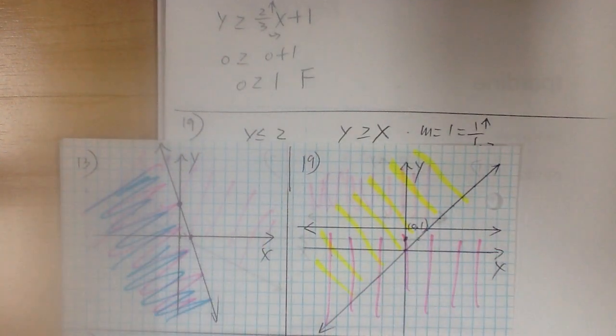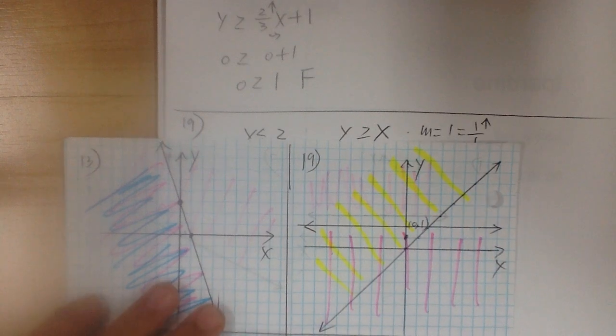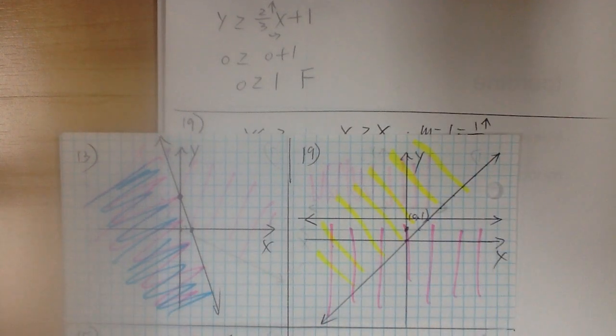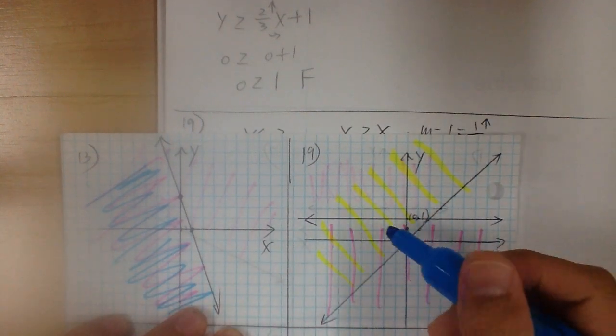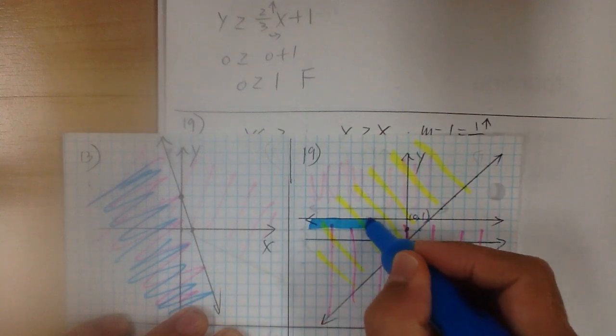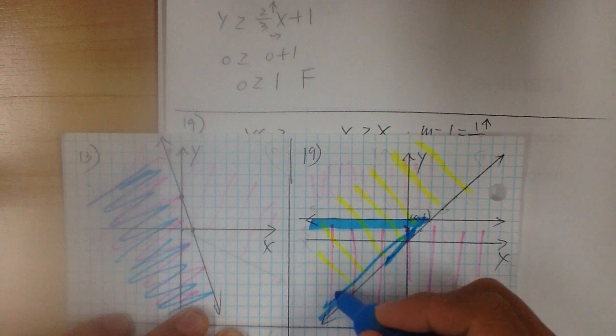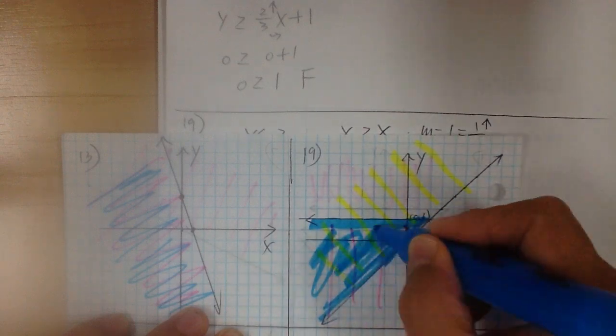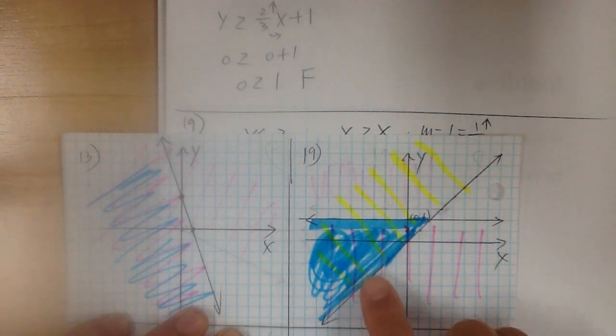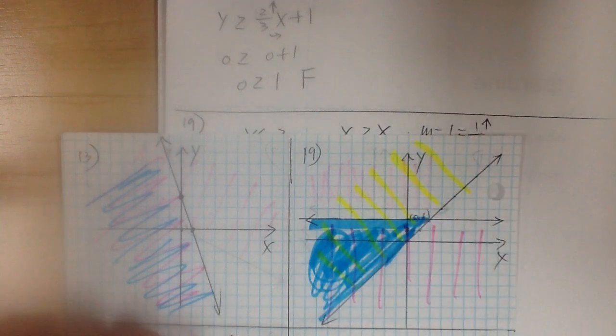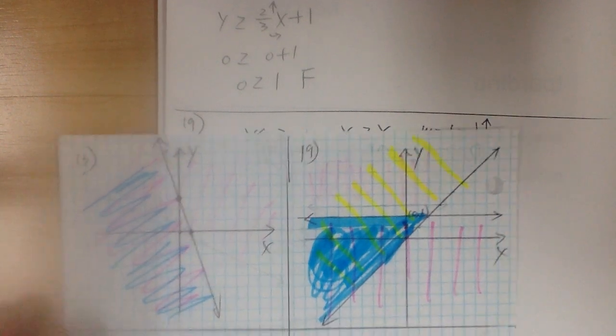Then your final answer is the part that's shaded twice. So your answer would be the yellow and the pink. That is this region right over here. Okay, so that's your final answer. Okay, next one, number 21.